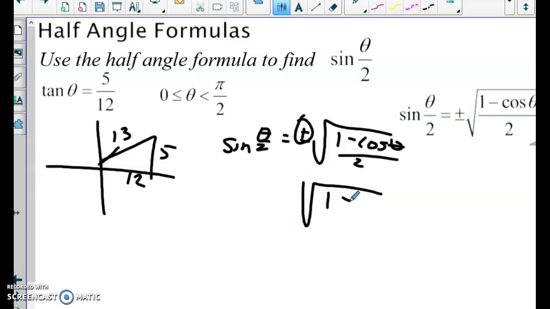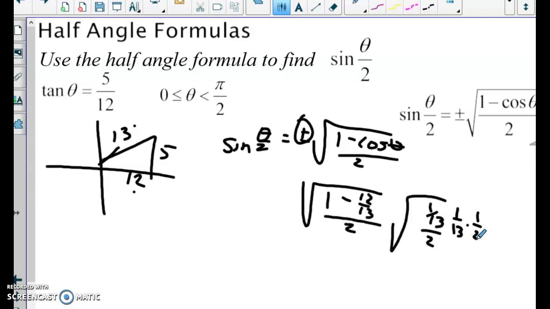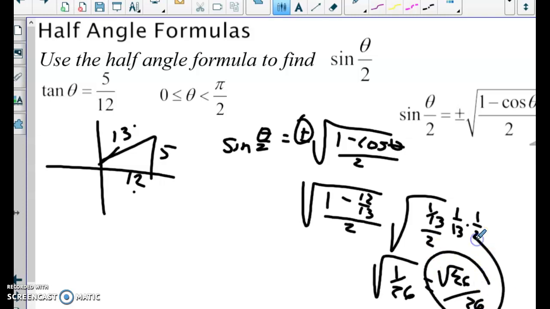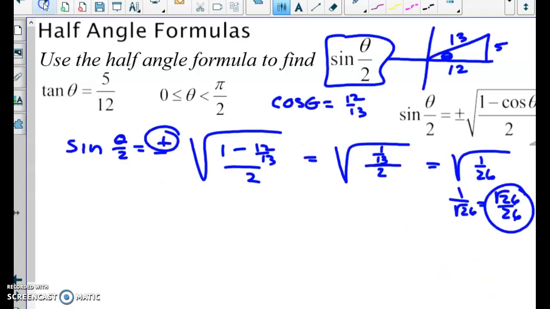Well, if we go back over to our triangle, we know that the cosine is the adjacent over hypotenuse. So I'm going to put in 12 over 13 divided by 2. And so simplifying that, I get the square root of 1/13 divided by 2, which is the same as 1/13 times 1 over 2. So I get the square root of 1/26. And if I simplify that down, I get square root of 26 over 26. And we know it's the positive one.